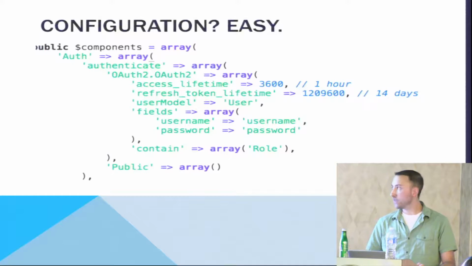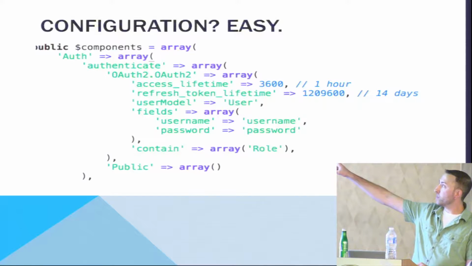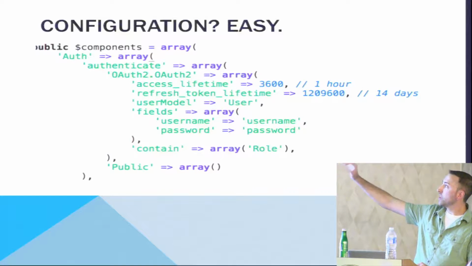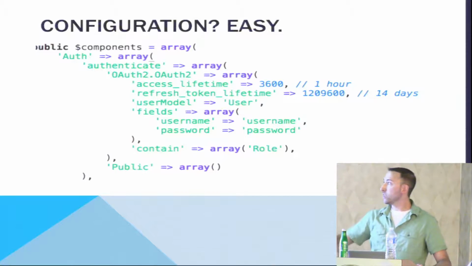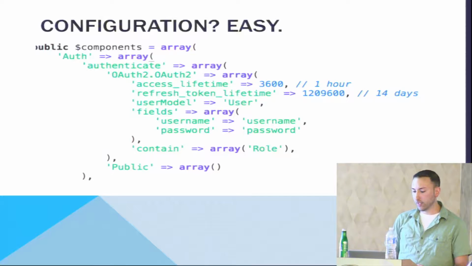So the configuration is really simple. You have an access lifetime for the access token, the refresh token lifetime. You tell it what the name of your user model is, username, password, and so on. So very simple, as you could see, and it just works.